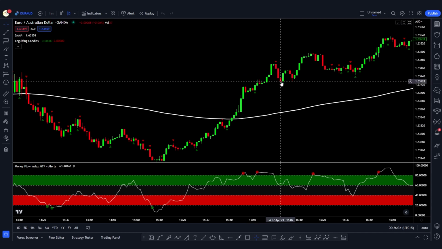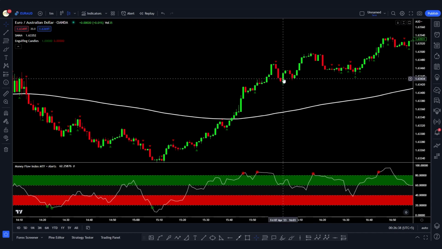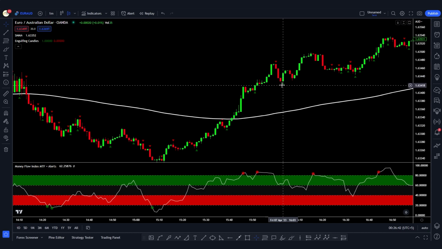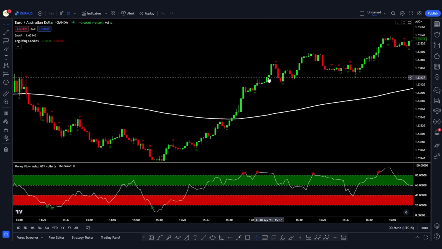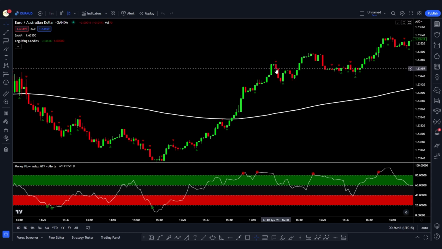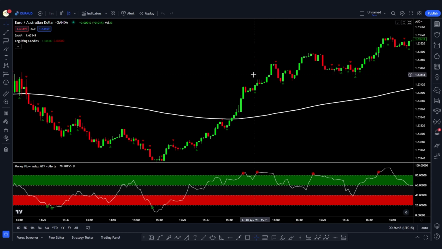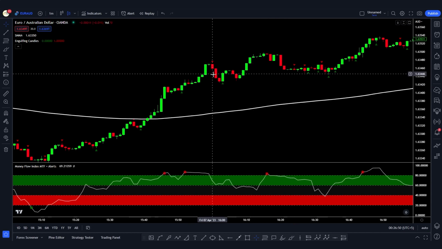This candlestick pattern tells us about the change in momentum. For example, if there is a bullish engulfing candlestick pattern in the market, that would mean that the momentum is shifting from bearish to bullish, and if there is a bearish engulfing candlestick pattern in the market, that would mean that the trend is shifting from bullish to bearish.